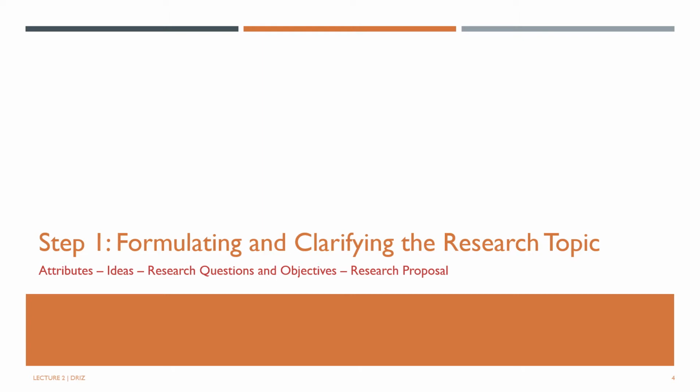Before you begin your research, you need to have at least some idea of what you want to do. In this lecture, we will look at the first step of the research process in more detail. This step includes formulating and clarifying the research problem or topic, which is the starting point of your research. There are generally 4 important aspects that you need to cover within this first step. That is, knowing the attributes of a good research topic, generating and refining ideas that can help you select a suitable topic, turning those ideas into a clear problem statement, research questions and objectives, and writing the research proposal.